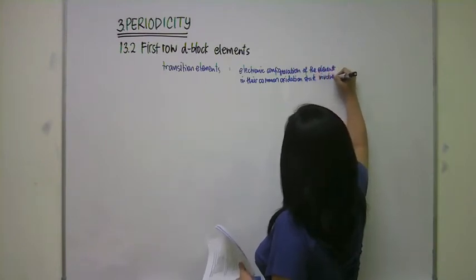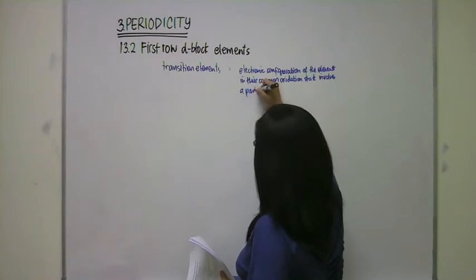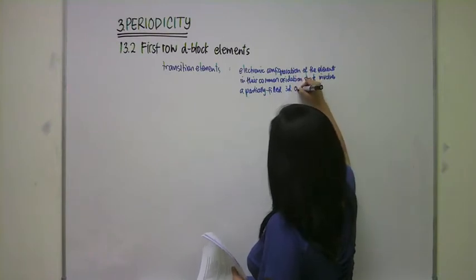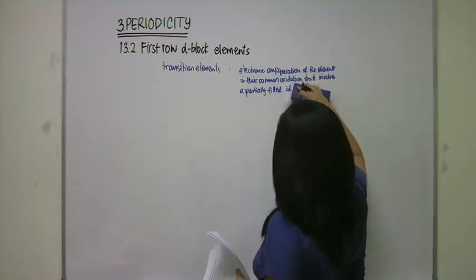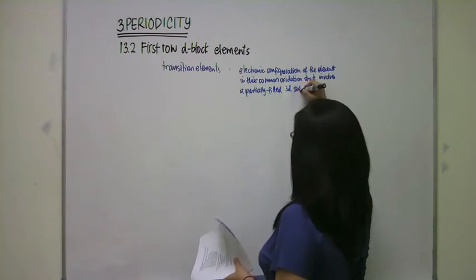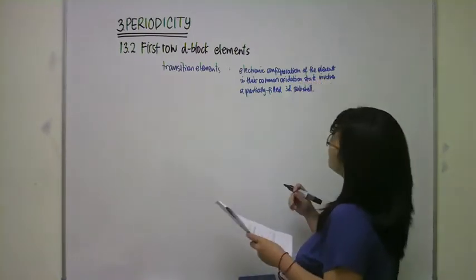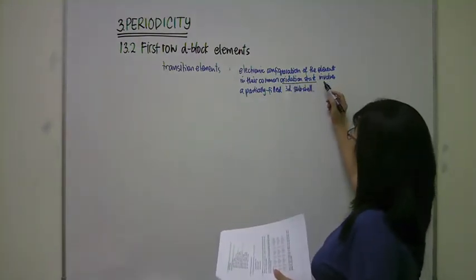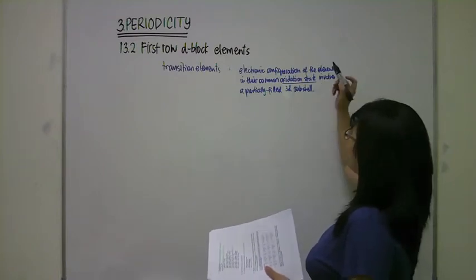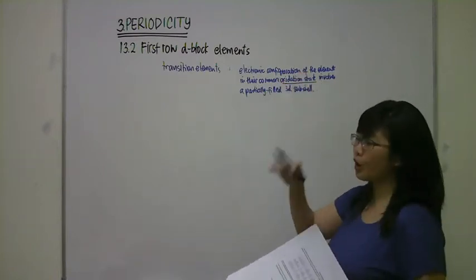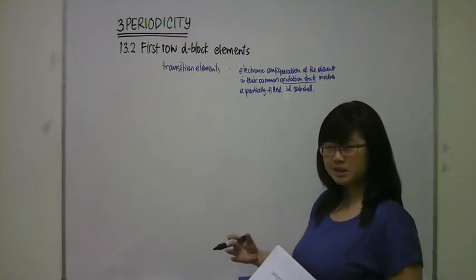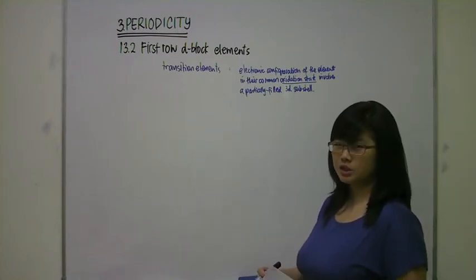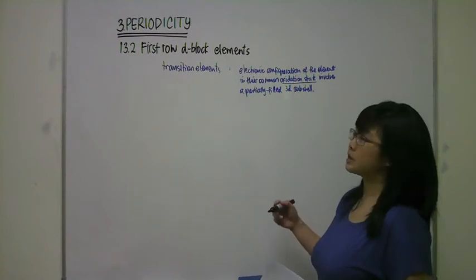Involves a partially filled 3D subshell. Okay. So always the emphasis is about the oxidation state in electronic configuration of the element in their common oxidation state. It's not about the element itself, but after it has reacted with something, after there is a change in the oxidation state from 0, then they have a partially filled 3D subshell.